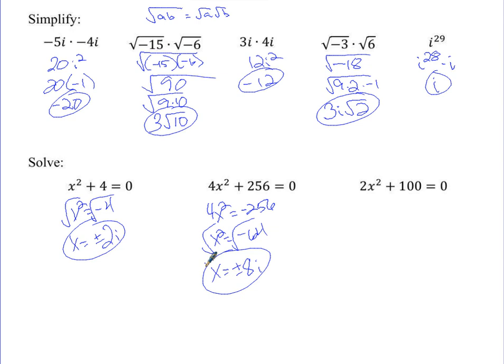Why is there an i at the end? I have the square root of a negative 64. Anytime you have the square root of a negative number, you're going to have an i. And the last one, what do we do?